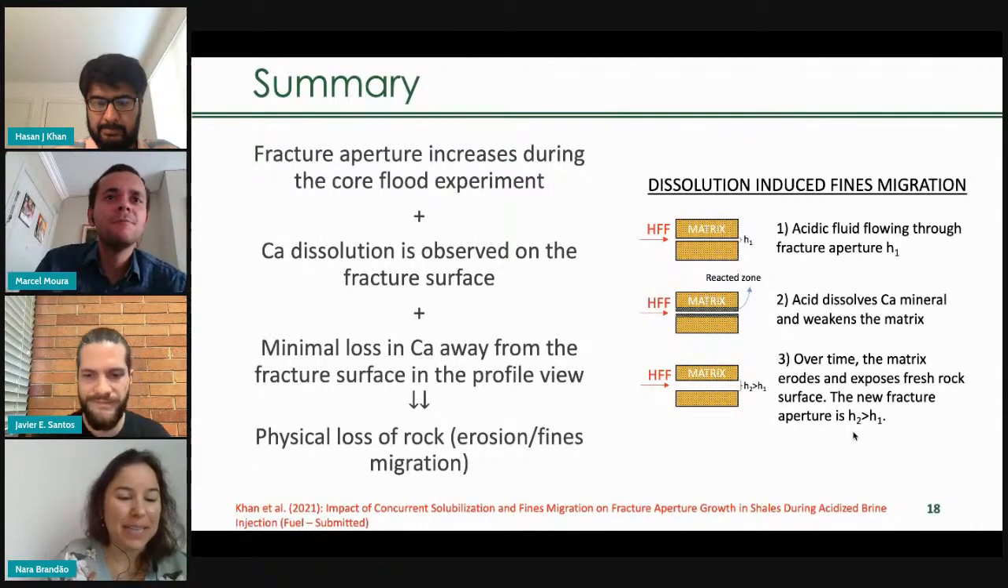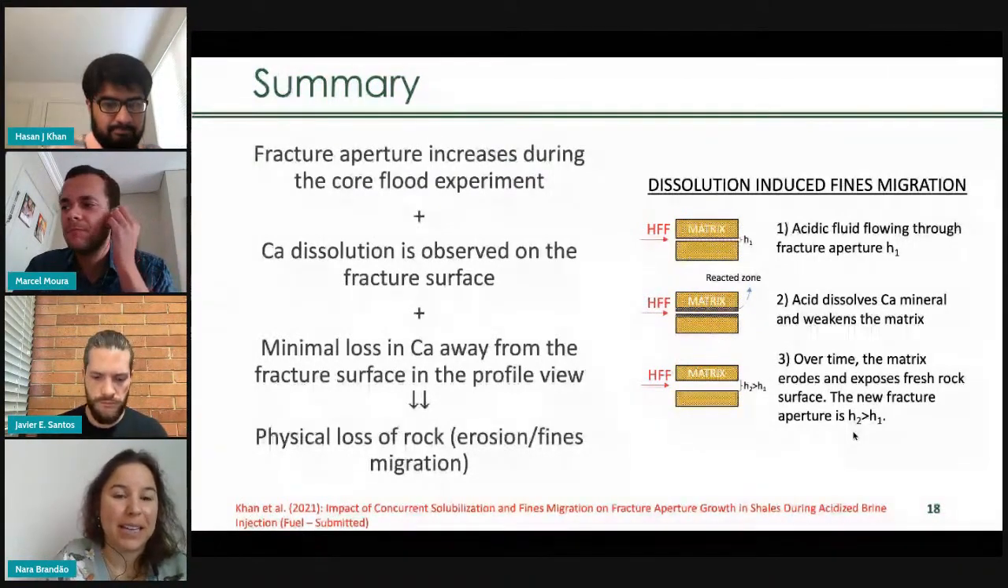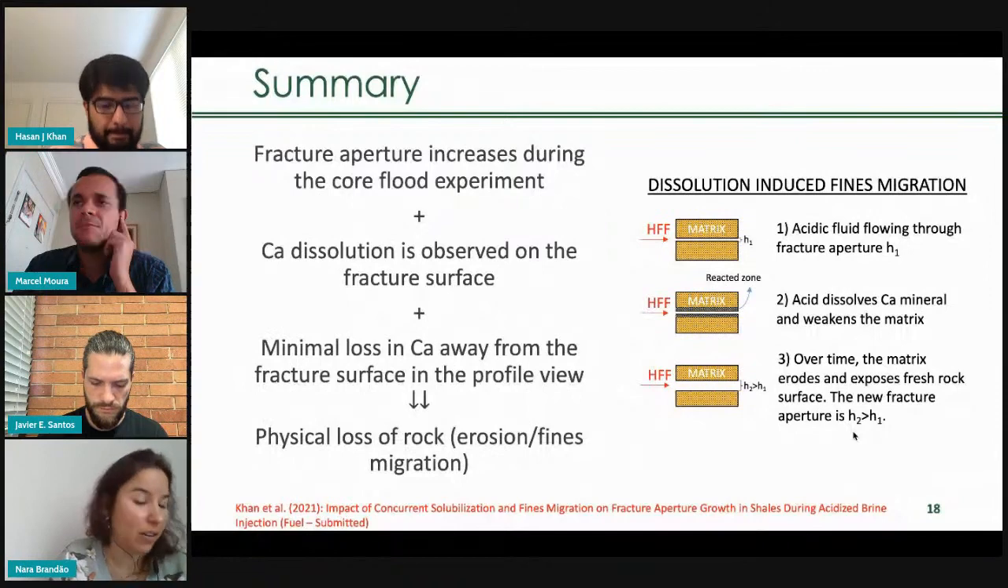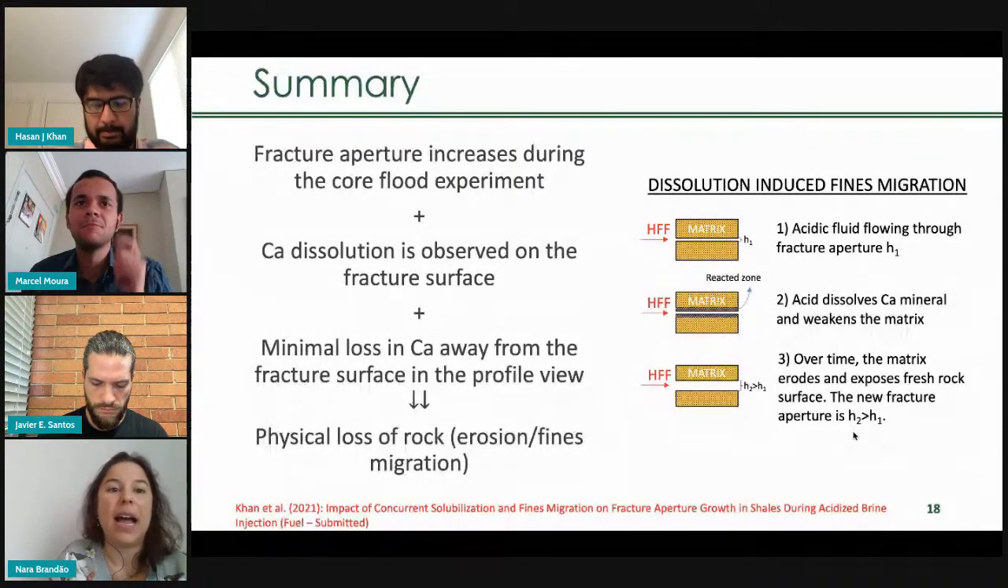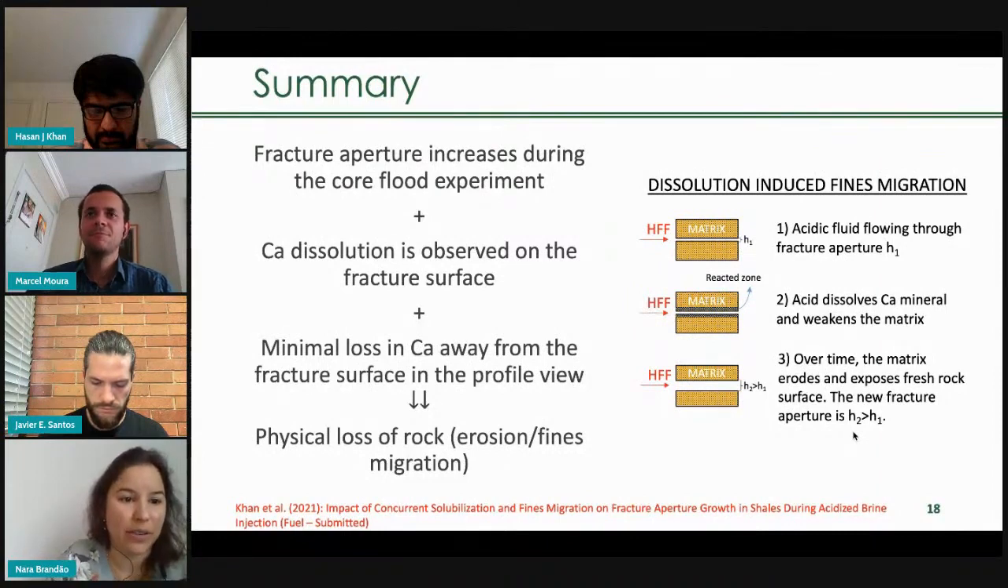Okay, nice, Hasan. And please, I also have another question. You mentioned that the fracture generation depends on the acid concentration and the mineralogic composition of the rock. But which other experimental parameters do you think also influence the fracture generation and propagation?